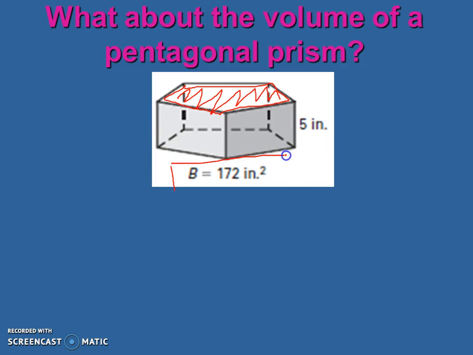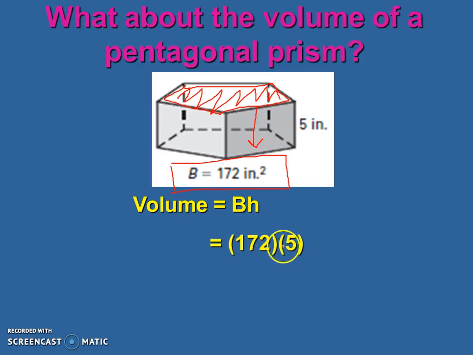However, look what's given to us here. Our base area, capital B, is said to be 172 square inches, right? Because it's area, so it's square inches. So then I just need to know my height so that I can plug into my formula. So the height would be, again, the distance between the 2 pentagon bases, which means my height is going to be 5. So when I plug in base area of 172 times the height of 5, that gives me a total of 860 cubic inches.